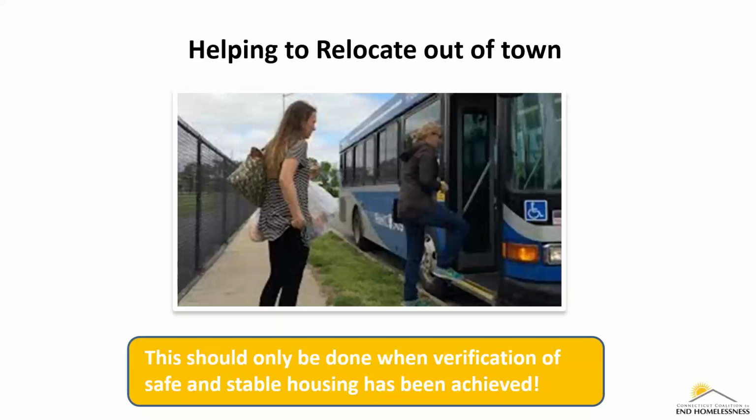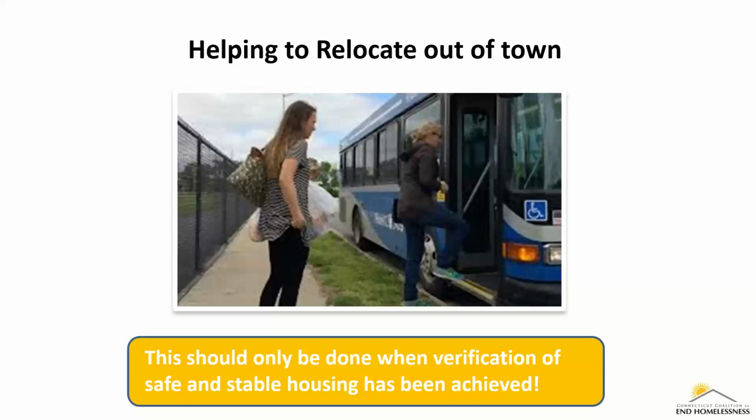Another option, and we want to talk through what this actually means, is relocating out of town. This shouldn't be a go-to. It should be, again, client-centered. So they're presenting and saying, you know, I have, for instance, a cousin that lives in New York. We've always been close, but I haven't connected with him in a year, but I think he would let me come and stay with him. You should only help somebody relocate to a place out of town when you can verify that there is safe and stable housing on the other end of the trip.